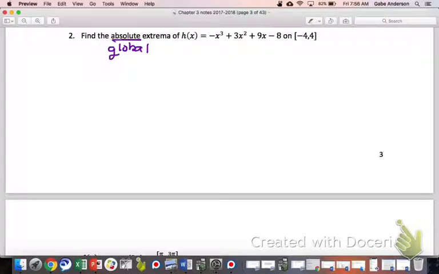So here's how I tend to do these. Let's be really systematic about this. I'm going to first list out my candidates. So I'm just going to literally write the word candidates for my absolute extrema. And 2 of the candidates take absolutely no effort whatsoever. What are they? Negative 4. The endpoints, right? Yeah, negative 4 and 4. So candidates would be x equals negative 4 or 4.